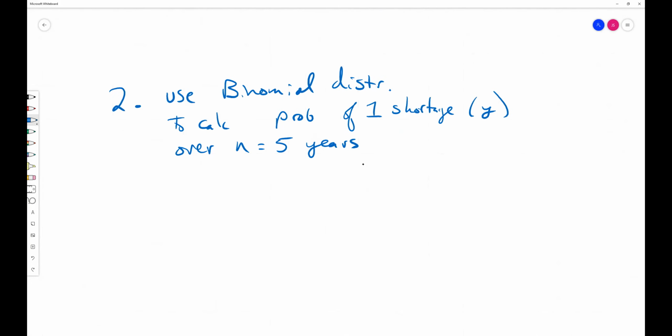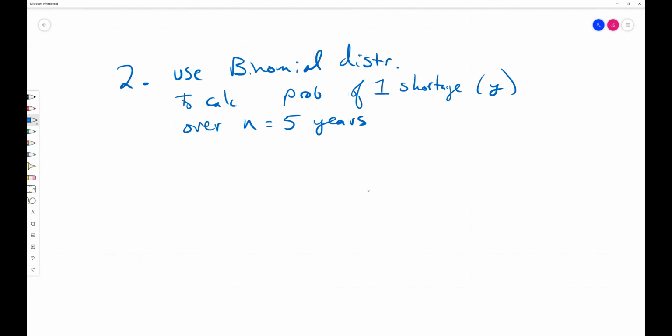All right, so now we're going to use the binomial distribution to calculate the probability of one shortage, y, one success over 5 trials, or n years. So y is equal to the number of successes, in this case, shortages. Now remember, success doesn't always mean you're winning, right? We looked at that example of sickle cell disease, and they defined the success as the probability of having the disease. And then n is equal to the number of trials. In this case, it's years. So each year is a trial.